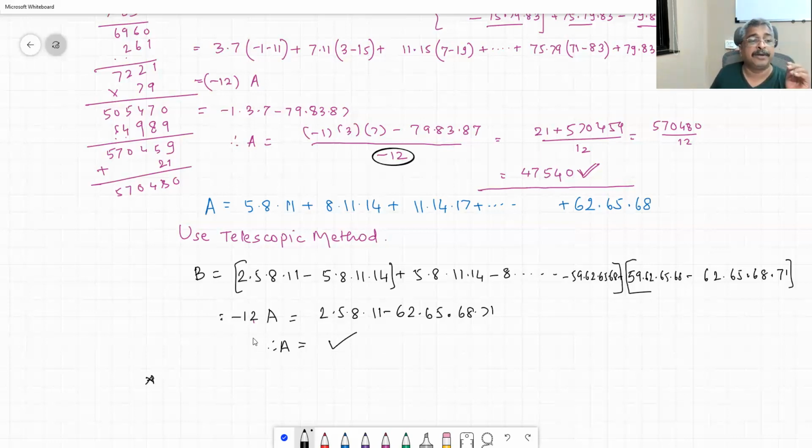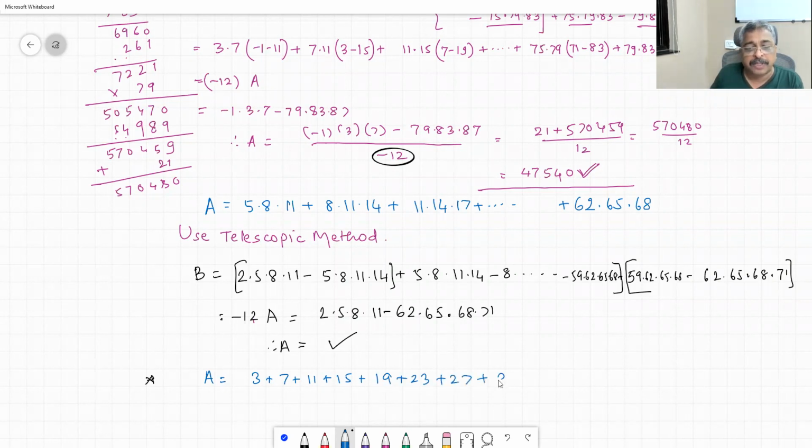Do you understand what I am trying to say? Now let me go one step behind and show you, if A is equal to 1 plus 2 plus 3, or maybe let us do an arithmetic progression: 3 plus 7 plus 11 plus 15 plus, how much am I adding? 4. 19 plus 23 plus 27 plus 31. Let us add these many numbers.